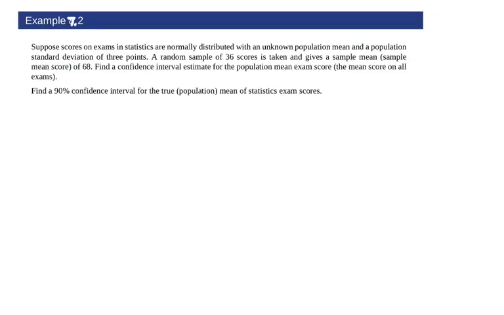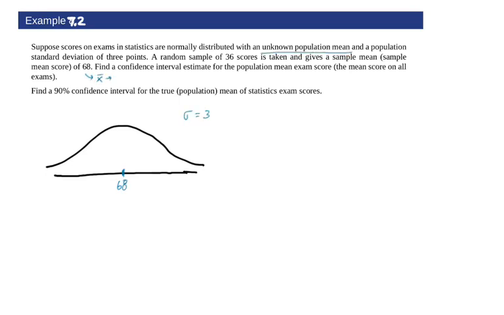Okay, let's look at another example here. Suppose we have some other exam scores. These are normally distributed with an unknown population mean, and a population standard deviation here. And this is going to be the key thing, that we have an unknown population mean. So in 7.1, we're looking at unknown population means as opposed to proportions, which we'll get to later.